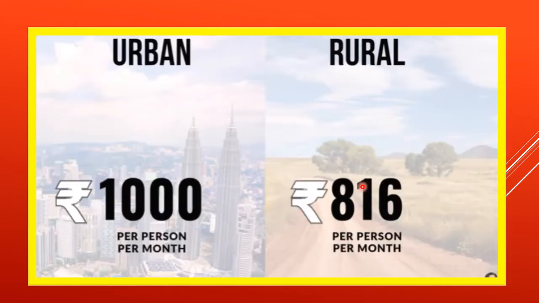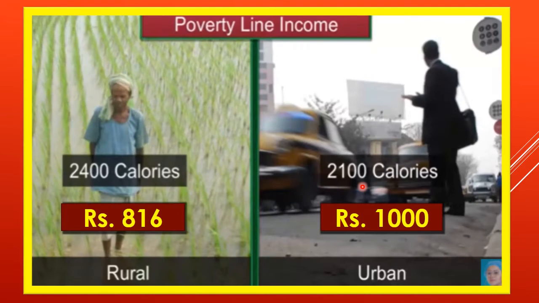So based on this calculation, the minimum required in urban areas for minimum subsistence is 1000 rupees per person per month, whereas in rural areas we have seen it is 816 per person per month. Now the poverty line income has been fixed in the rural areas as rupees 816, whereas in the urban areas it is rupees 1000. Now why is there a difference? Because things are much cheaper in the rural areas than they are in the urban areas, and you can see the difference in the calories. The rural people require more calories because they do more physical labor.